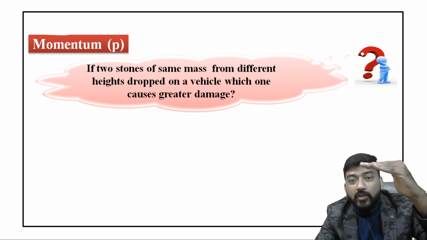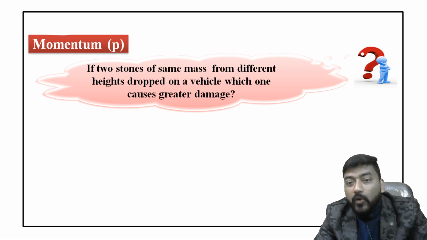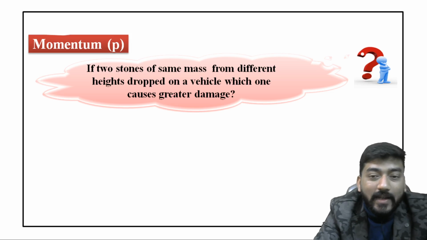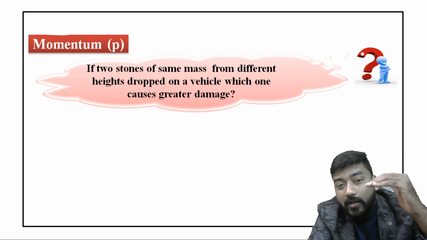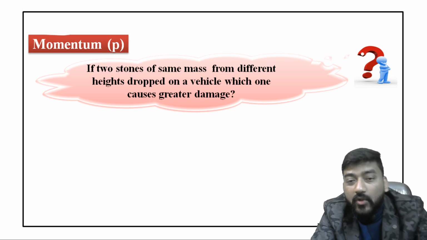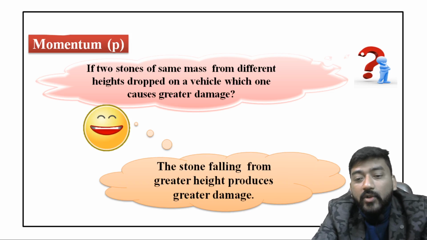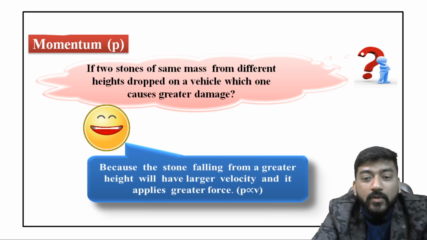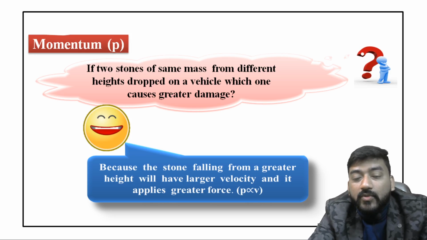Because if you drop the object from a greater height, then it will gain more velocity when it touches the ground or the vehicle. So the velocity will be larger, but the mass of the two objects will be the same, and the one from the greater height will cause greater damage. The stone falling from a greater height produces greater damage, obviously, because it has a larger velocity, as I have mentioned, and it applies greater force. So in that case, obviously P is proportional to V.